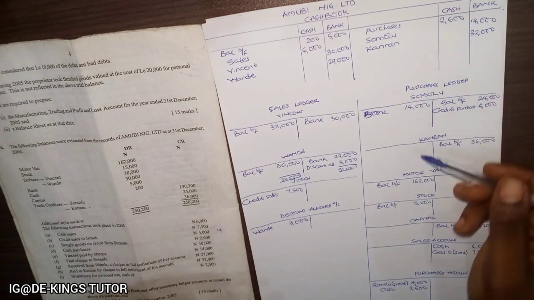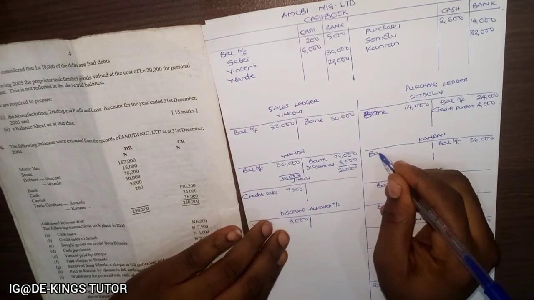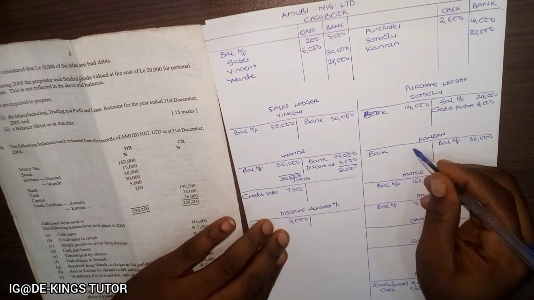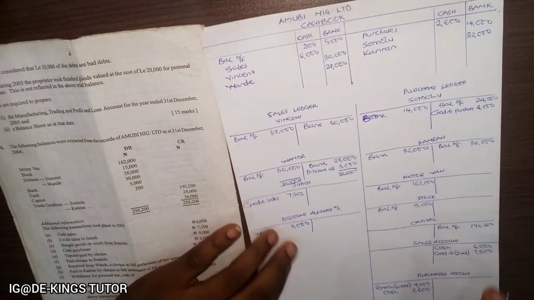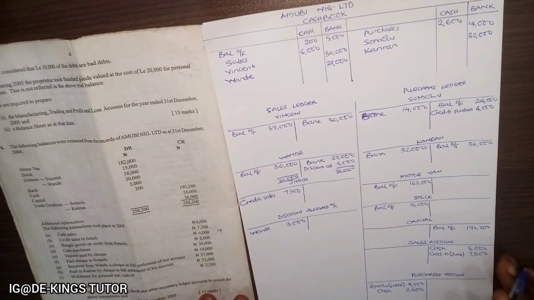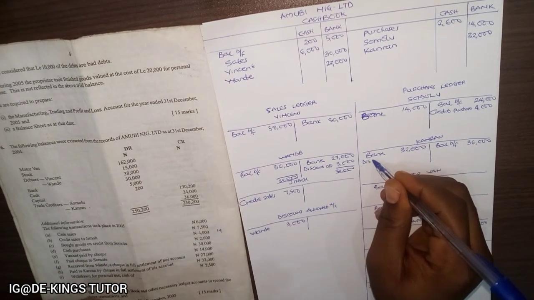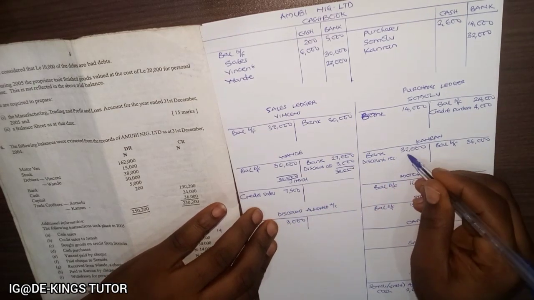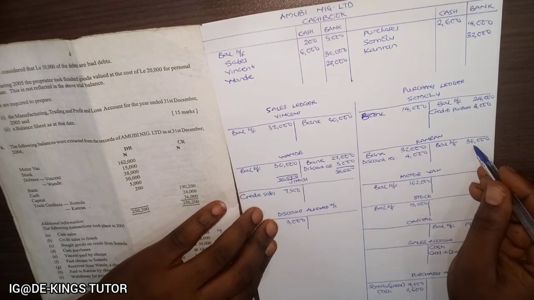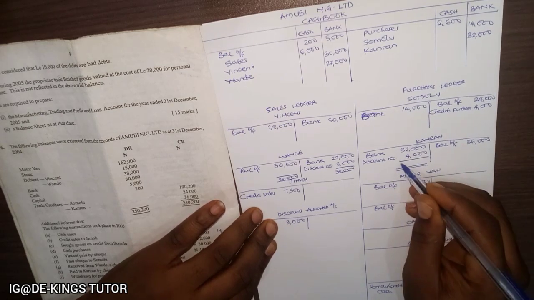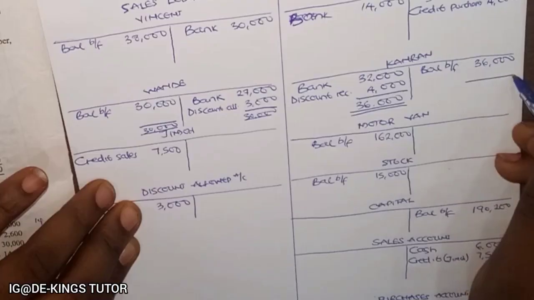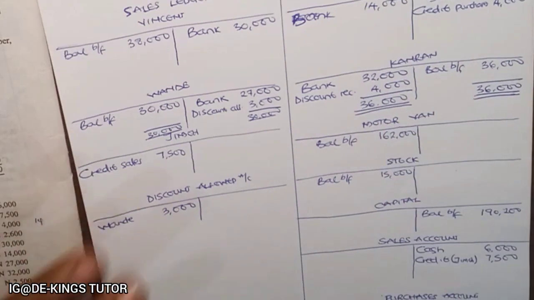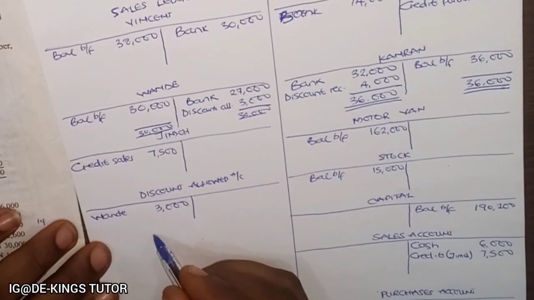So the corresponding entry will come to Kara, which is bank. Kara, bank, 32,000. If they said in full settlement, it means we are no longer owing him. So it means we received a discount from him. So we have a discount received. The same way we allowed a discount here. So discount received is 4,000 because we are owing him 36,000. So we now have 36,000 here. So this account is closed automatically, no balance carried down. So we now open a discount received account.